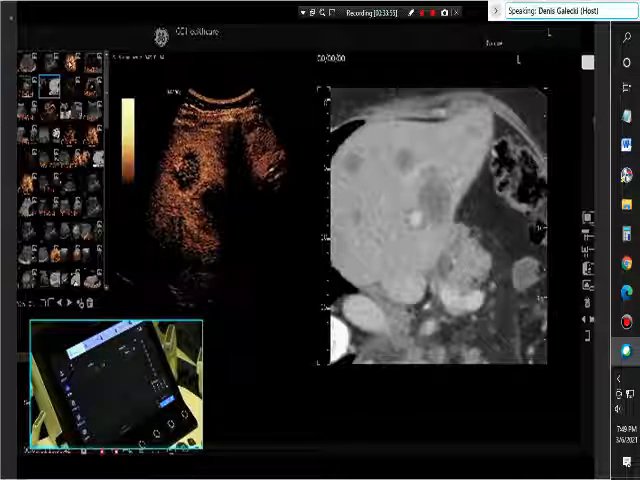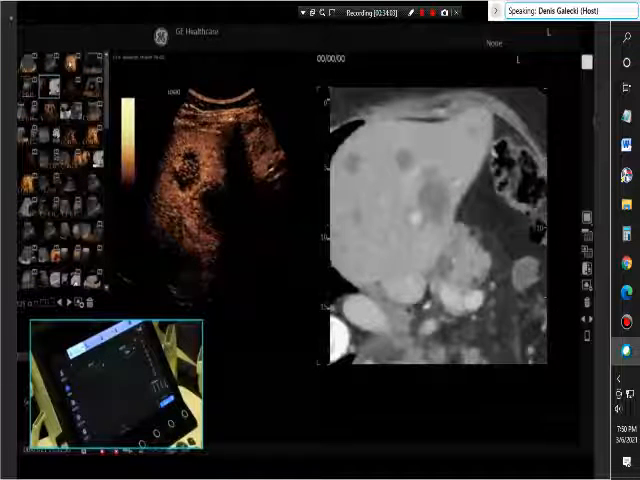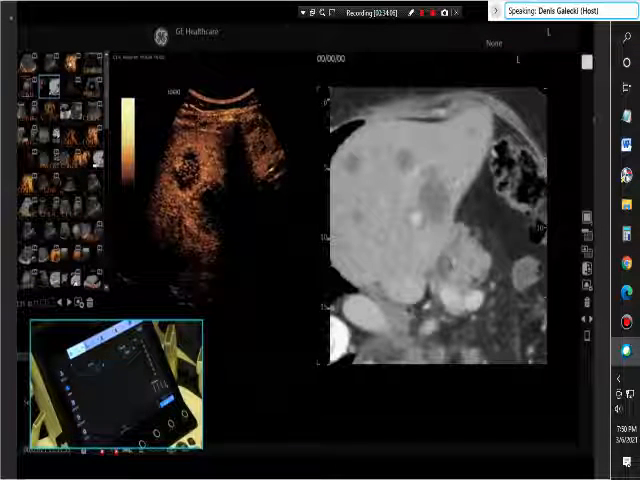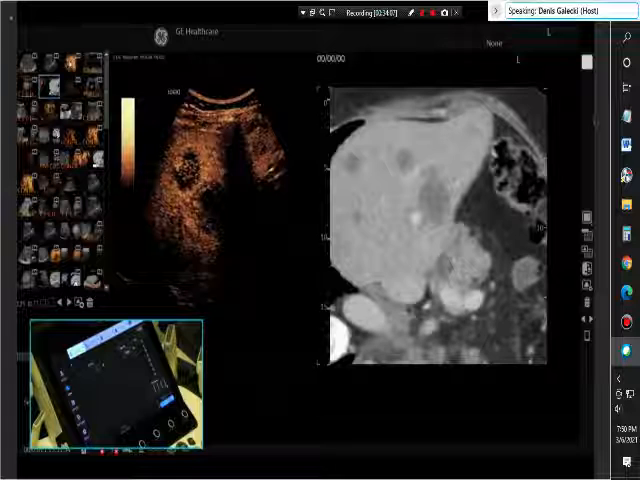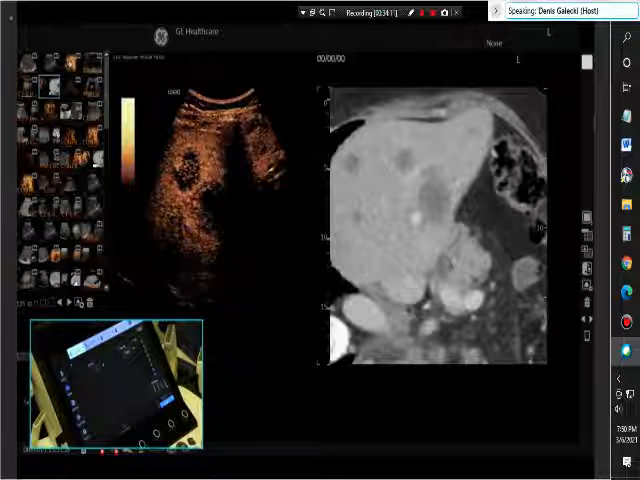Here on this case, you can see we add to our 2D on the left-hand side the contrast-enhanced ultrasound. So it is volume navigation plus contrast-enhanced ultrasound at the same time.